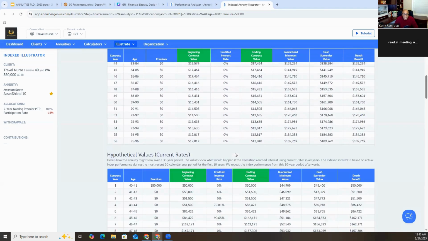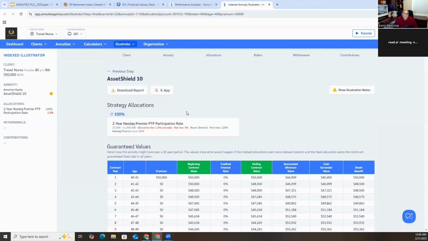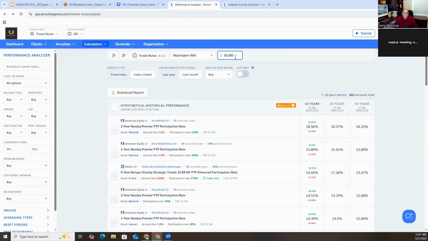So one of the figures we like to look at is the hypothetical values. This means it's the projected growth. It gives you back-tested figures, like how much it actually performed in the last 10 years, like 2 years ago, 4 years ago, to give you an approximation of how much it could grow based on past performance. So we see she got 50,000. Oh, you know what? It did not change. Let's go back to the performance analyzer and change this to 100,000. We just want to see what the 100,000 in the illustration would look like.